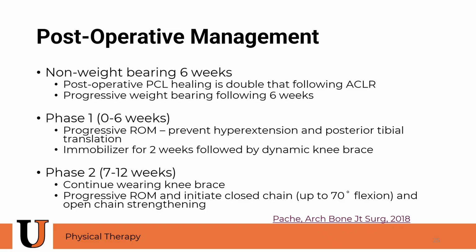Phase 2 will be weeks 7 to 12, where the patient will continue using the knee brace. Here, the patient will be partial weight bearing or weight bearing as tolerated, and that's when you can initiate some of these closed chain exercises. With the closed chain exercises, you're only going to have them go up to about 70 degrees of knee flexion, and you're going to initiate some open chain strengthening here as well.